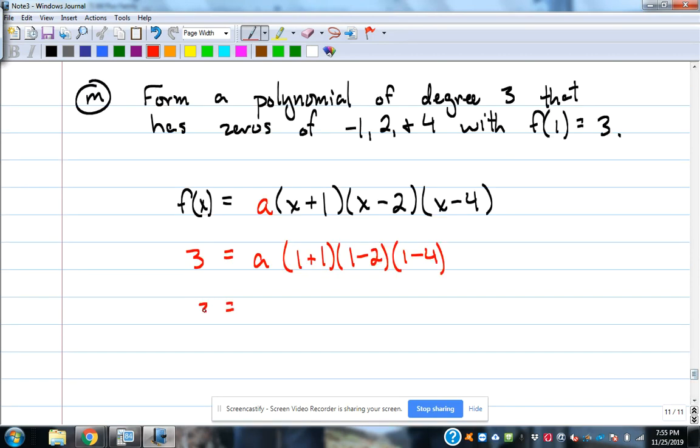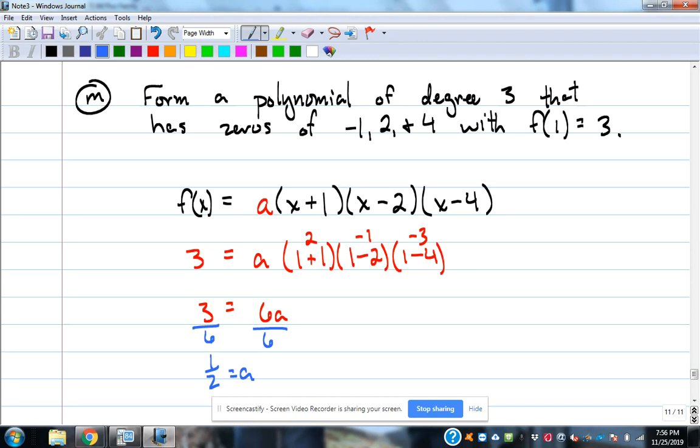Now, all I've got to do is multiply that all out. So that's 1 plus 1, that's 2. 1 minus 2 is -1. 1 minus 4 would be -3. 2 times -1 times -3 would be +6. Well, that turned into an easy problem. A is 1/2. Okay. Now, all of that work to get just the thing that goes in the front.